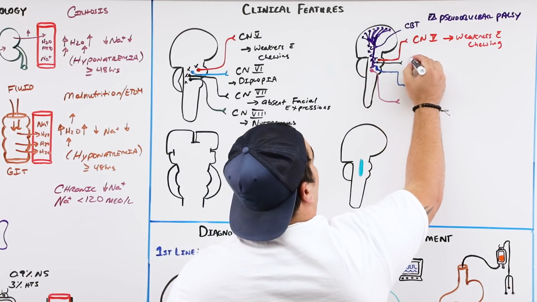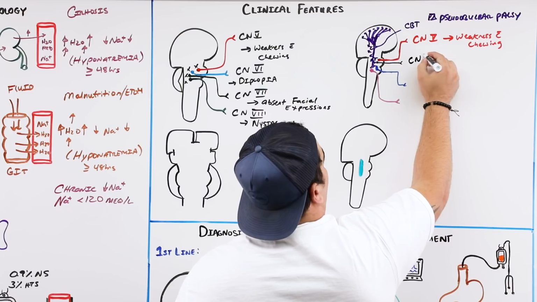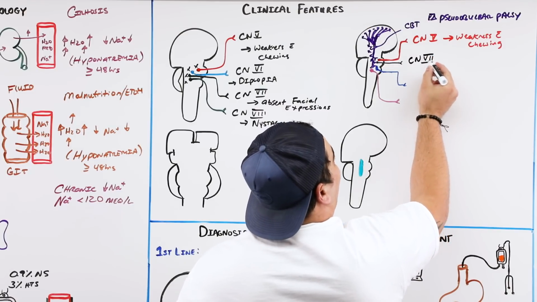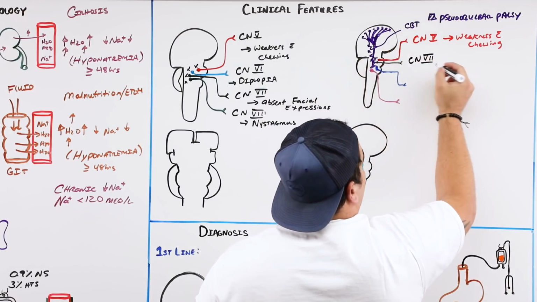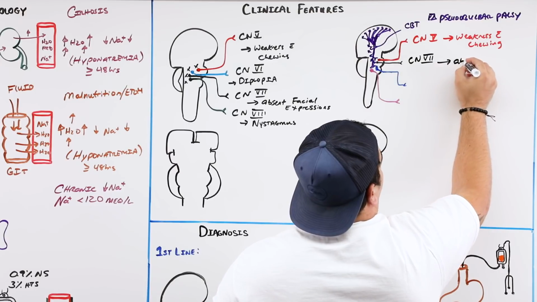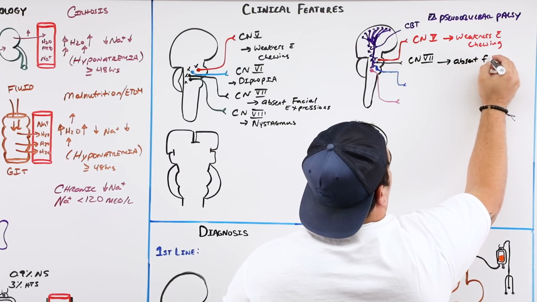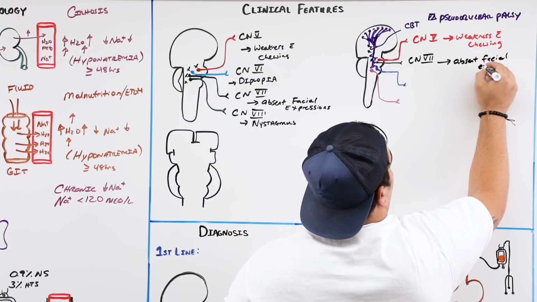What about the next one? The next one is cranial nerve 7. It also receives stimulation from the corticobulbar tracts. If you injure the corticobulbar tracts, you don't stimulate this nerve, you can develop absent facial expressions.